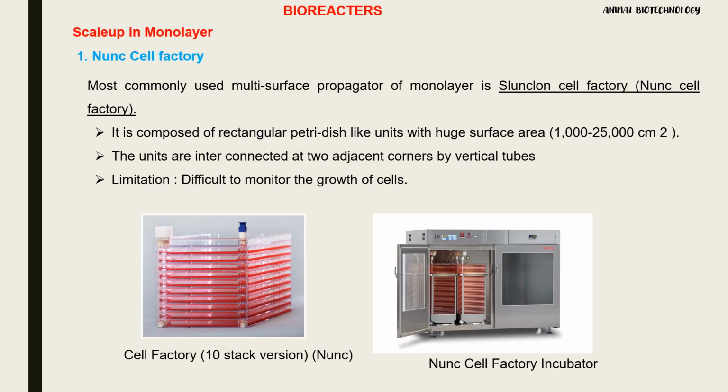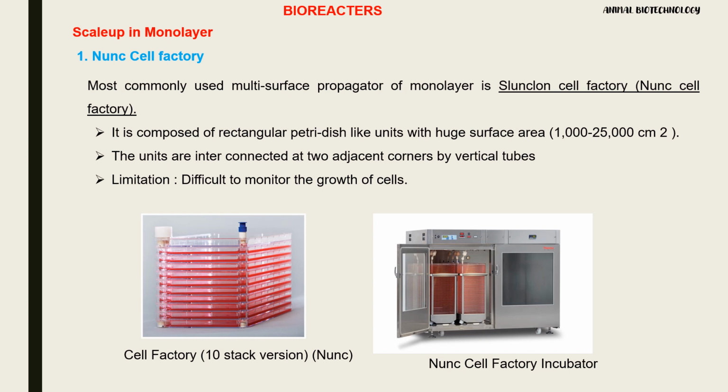One of the methods to scale up monolayer is Nunc cell factory. It is composed of stacked rectangular petri dishes with large surface area, interconnected at two adjacent corners as shown in the figure. It is provided with ports which facilitate venting, filling medium, and harvesting of cells. The number of trays are decided based on the requirement. Monolayers are grown in these trays and then incubated.